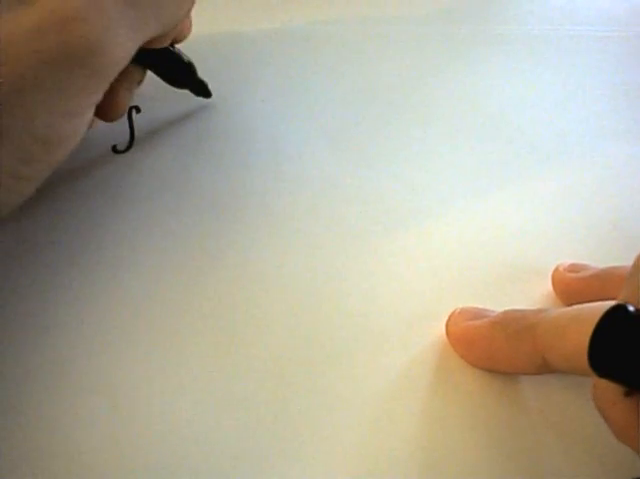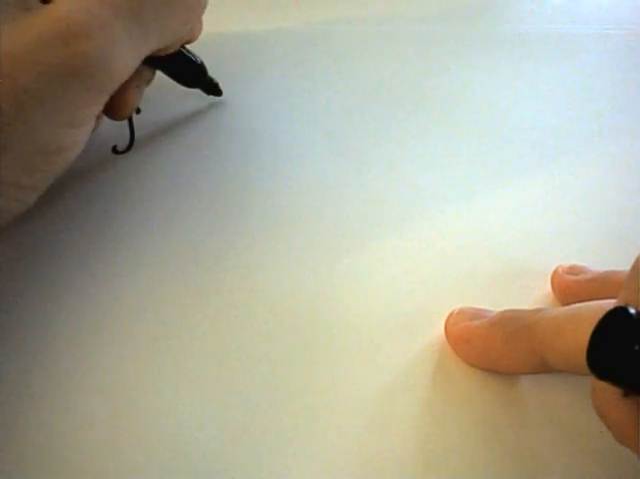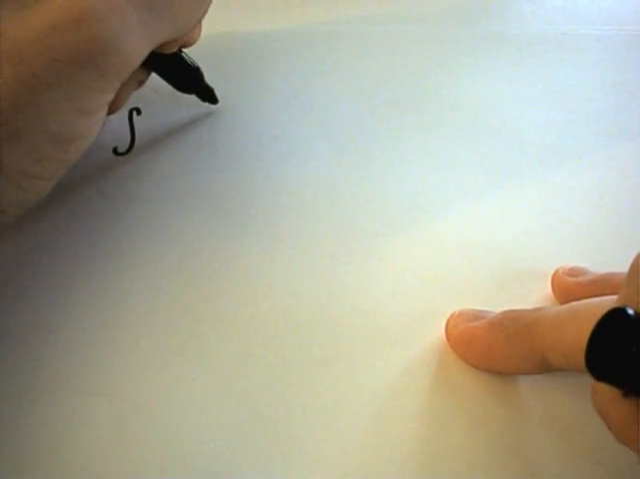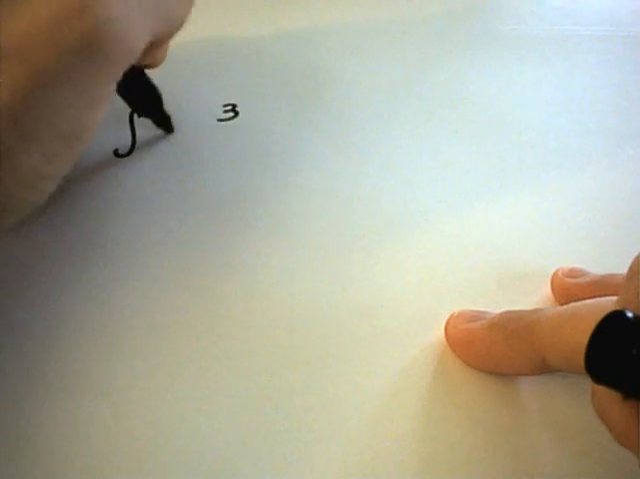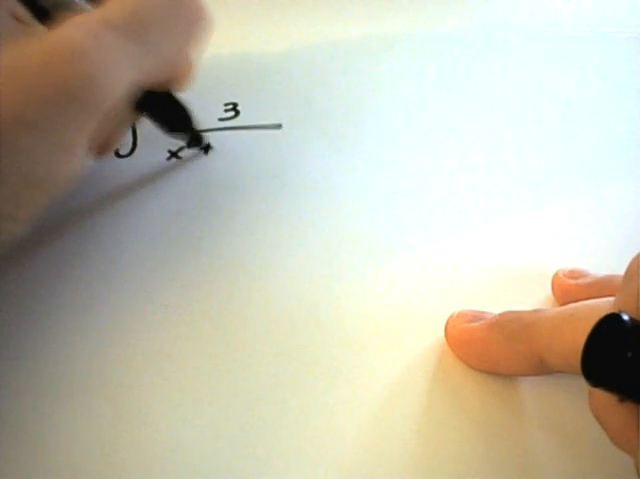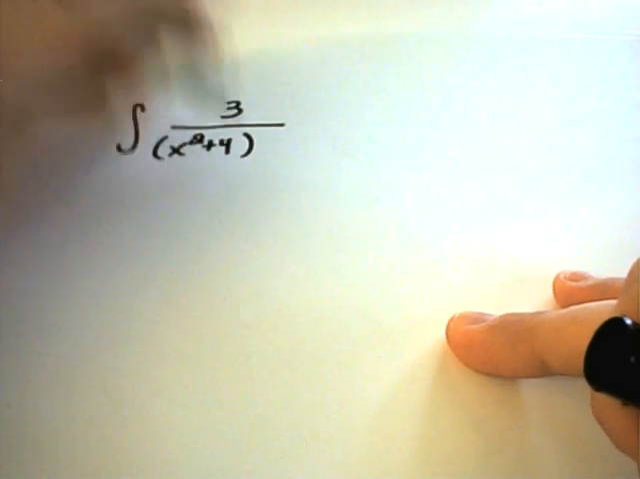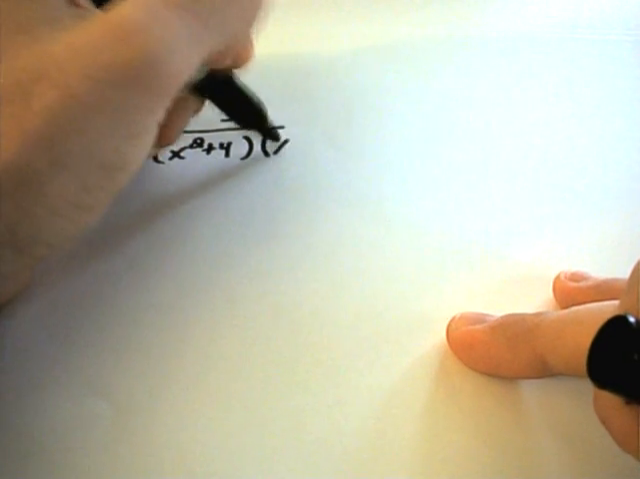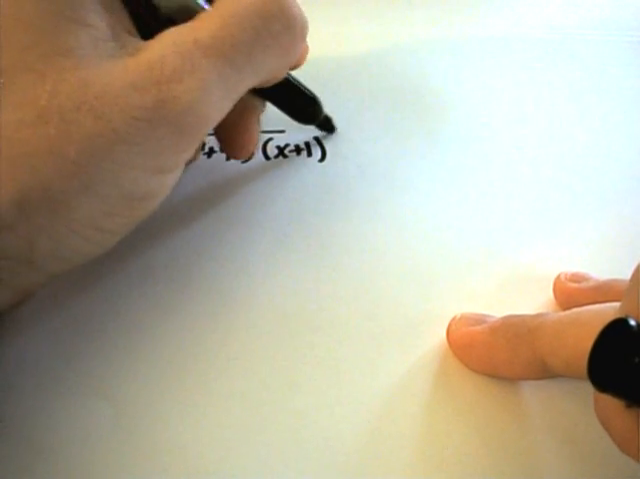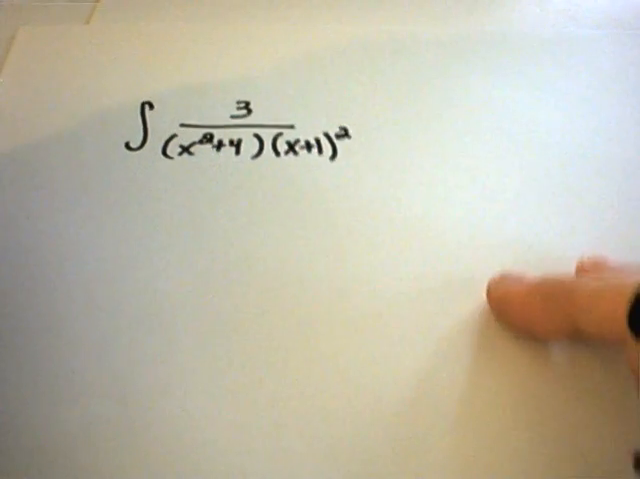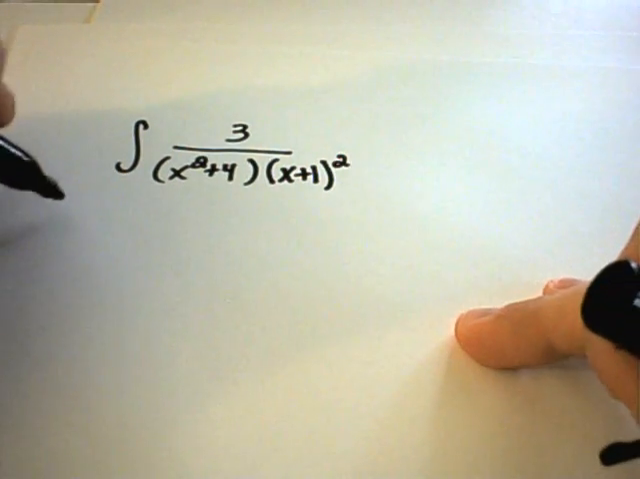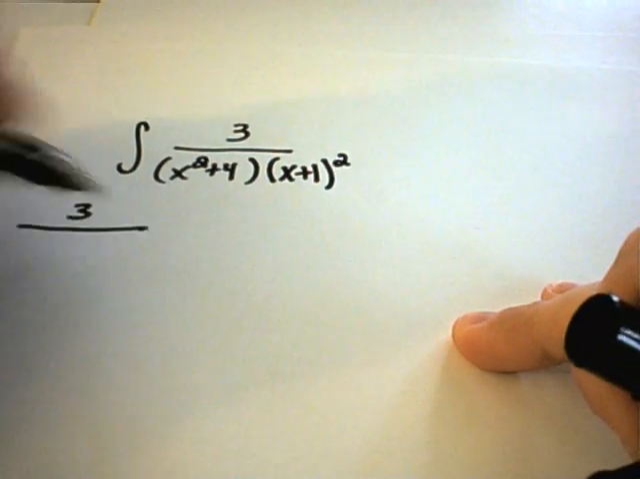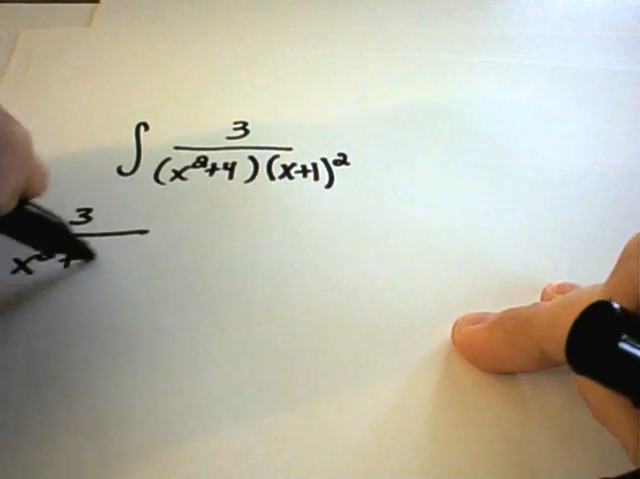So suppose again the thing I had to integrate was, who cares, let's make it 3 over x squared plus 4, and let's make it x plus 1 quantity squared. So suppose this is the original thing we were integrating. So again, I have to do my partial fractions decomposition.